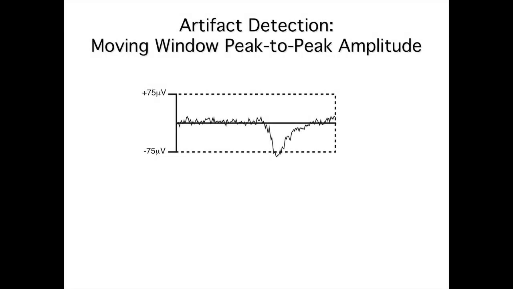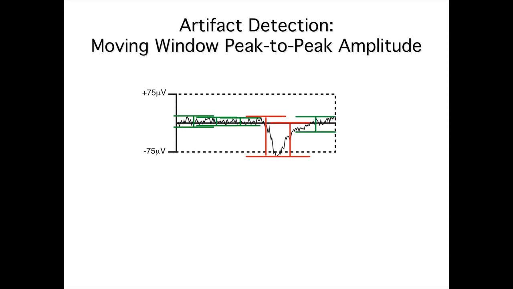So the way that this works is it takes an epoch of data, shown here, and it slides a moving window along it. So the green bars there reflect the window, and it finds the peak-to-peak amplitude in that window. That is the difference between the most positive and most negative point. And then it slides that window along, and for each window, it checks the maximum peak-to-peak amplitude. And of course, at some point, if there's a blink, that's going to be a very large value.